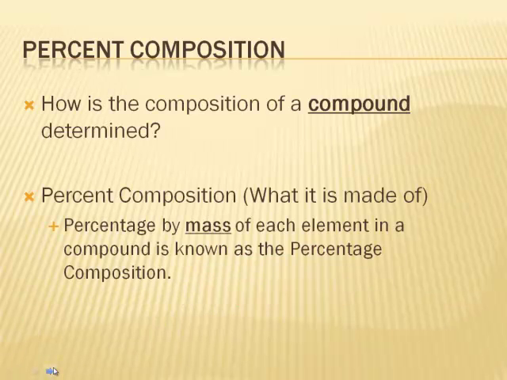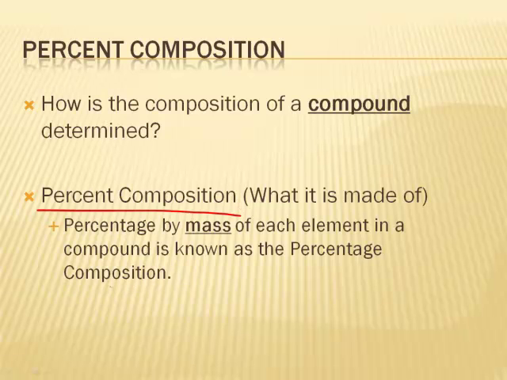Percent composition is basically how much of a certain particular element a compound contains. So how is the composition of a compound determined? We use something called percentage composition, because sometimes it's handy to know how much of a certain type of element is in a compound. Then we can identify that compound. It's usually an experimental technique that we'll look at in class.